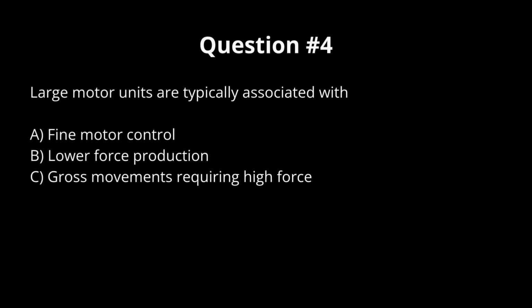Question number 4. Large motor units are typically associated with A. Fine motor control, B. Lower force production, C. Gross movements requiring high force. The correct answer is C. Large motor units are typically associated with gross movements requiring high force. A large motor unit contains many muscle fibers, allowing for high force, less precise movements such as jumping or lifting heavy weights.